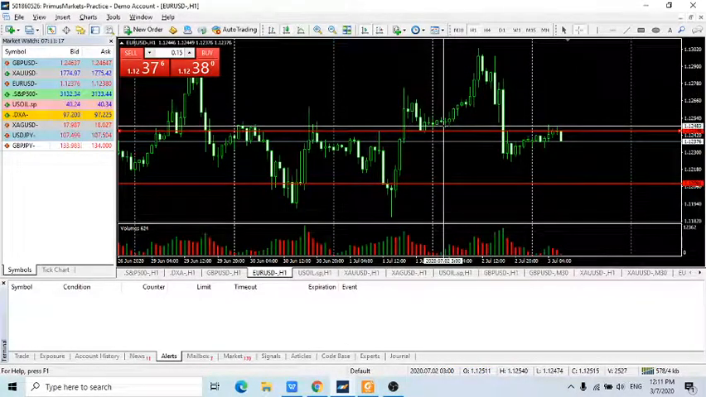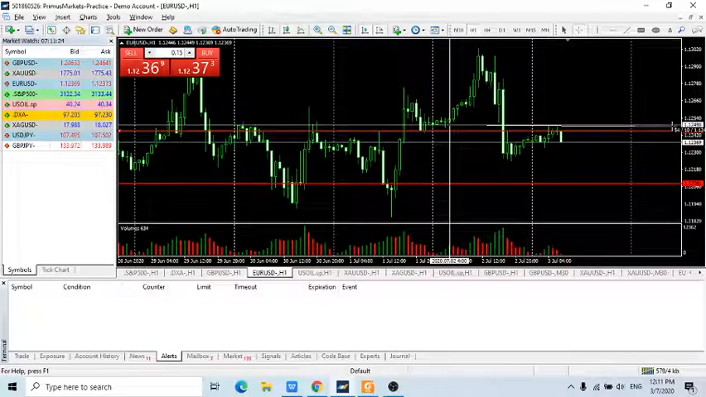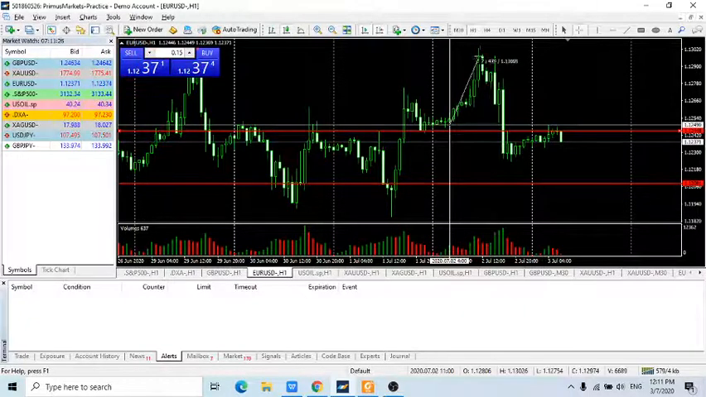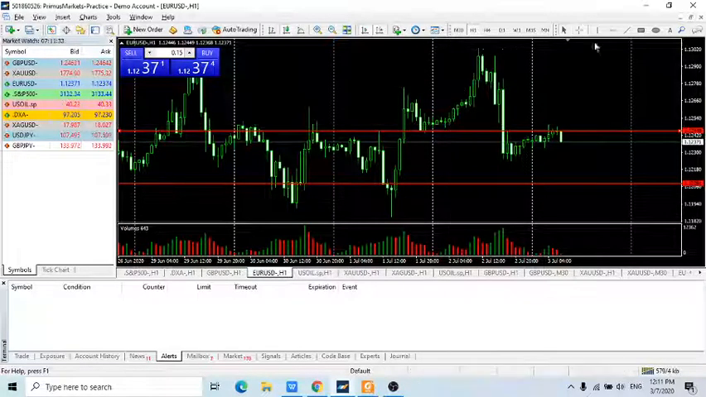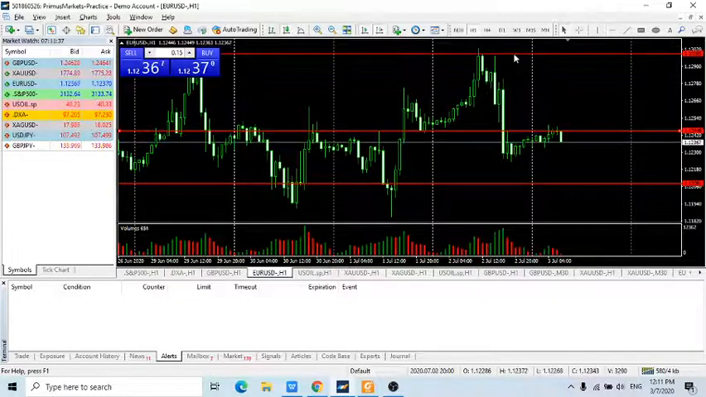During the Asian trading session at about 9 a.m., it goes up from 1.1249 all the way to a high of 1.1303. So it goes up about 53 pips, and then towards the US trading session, this was the high.